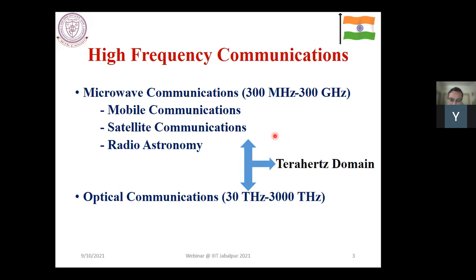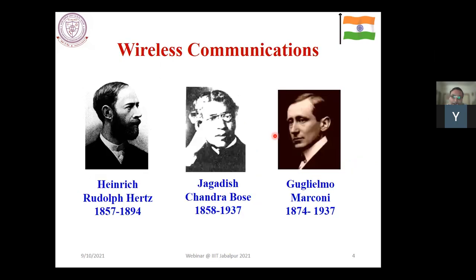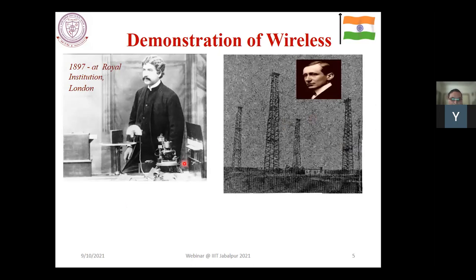Wireless communication, if we think from a historical point of view, these three gentlemen are the pioneers in the domain of wireless communication. The pioneer of wireless research, Jagadish Chandra Bose, demonstrated short distance communication at very high frequencies. Funny that Marconi bagged the Nobel Prize in 1920 while Bose demonstrated this much earlier. Here I am showing you the demonstration of wireless, and you can see Jagadish Chandra Bose demonstrating the experiment.